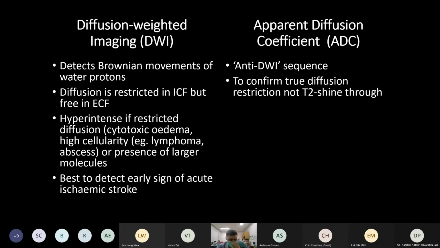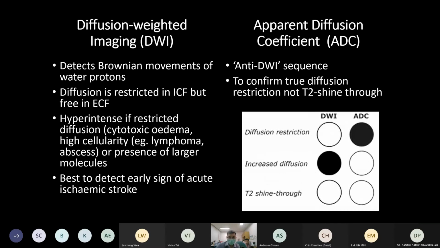Because we know that DWI and ADC are also derived from the T2 image, and sometimes the image in T2 can appear bright, and then DWI will also appear bright. But it doesn't mean that the bright signal under the DWI is diffusion restriction. Okay, so how do we compare? I've got a simple algorithm here.